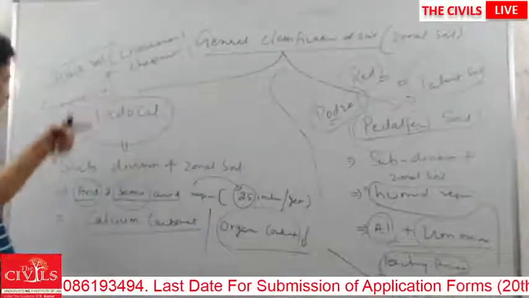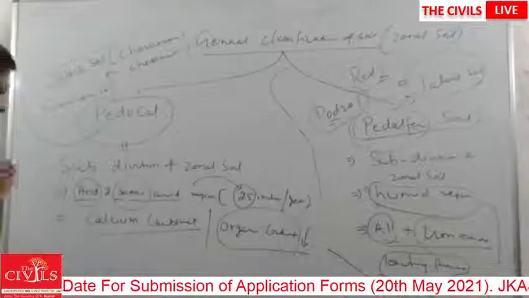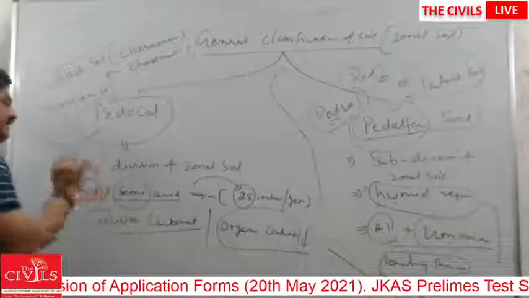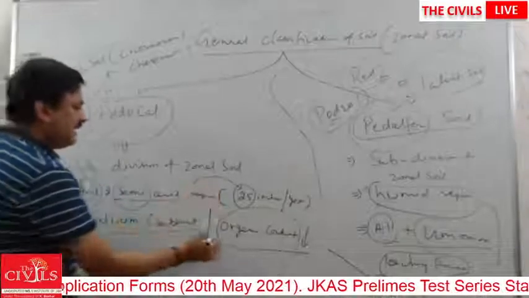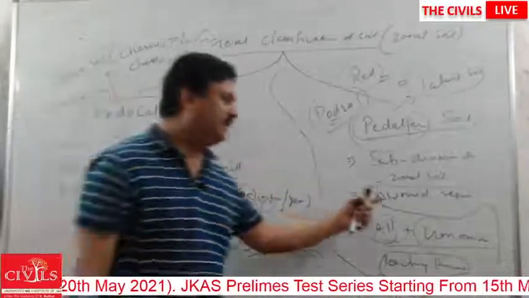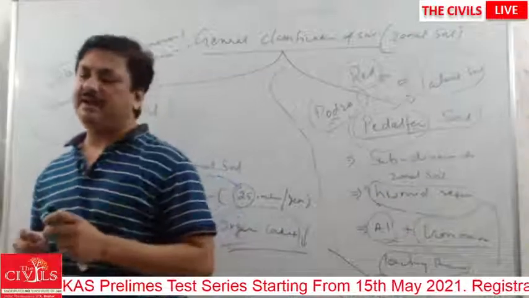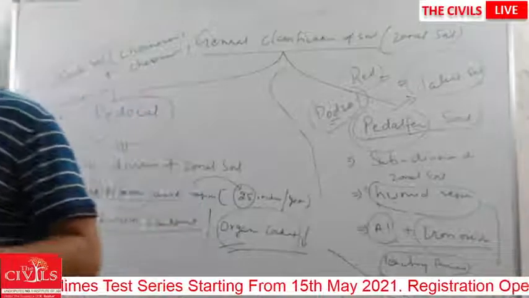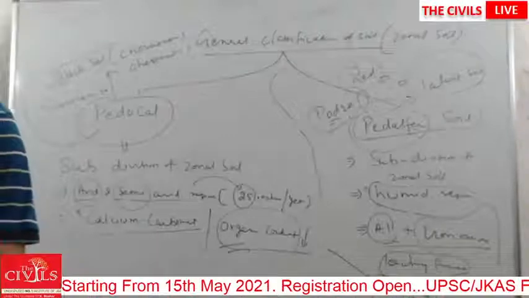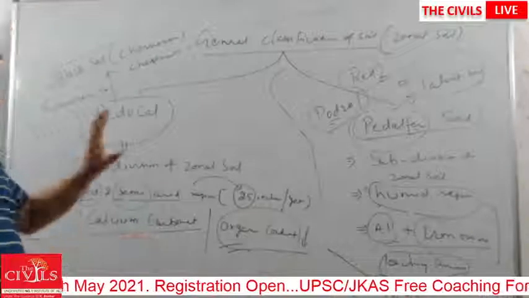Pedocal soil is found in arid and semi-arid regions. Since it is a semi-arid region, the soil is salty and contains calcium carbonate. Since rainfall is less here, the organic matter is also very low in this soil. Pedalfer soil is found in humid regions, so a huge amount of organic matter is found in the soil. This is the general division. I hope it is clear to all of you.